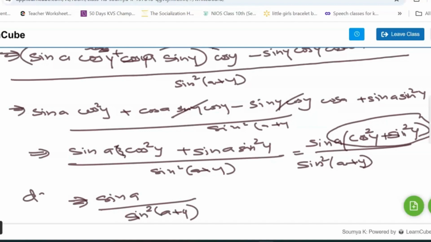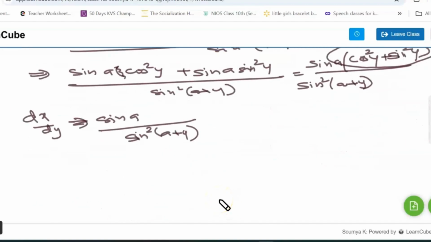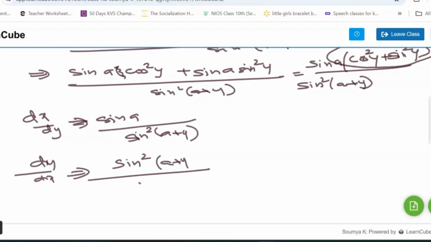So we found the solution as dx by dy. Now we have to get the answer of dy by dx. So just you have to invert it, and you will get sin square a plus y whole divided by sin a. Find the reciprocal, okay, because you can see here what is the difference. It is dx by dy, here it is dy by dx. Just find the reciprocal. That is done, and this is the solution that you get.